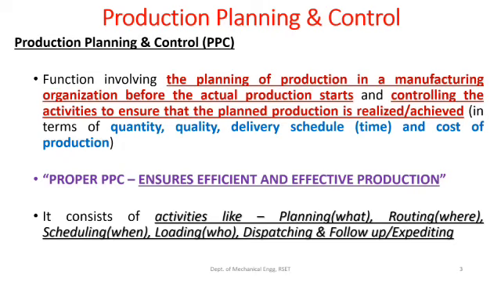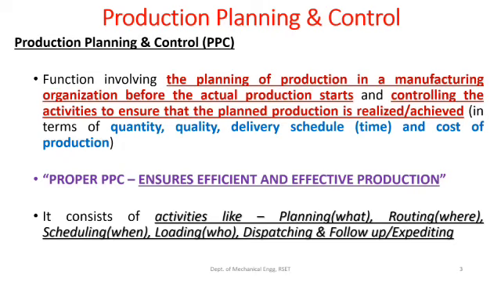And production planning and control consists of activities like planning, where you decide what needs to be done. It involves activities like routing, where you decide along what path the production progresses, or the route taken by the production activity. So it determines where an activity has to be carried out.